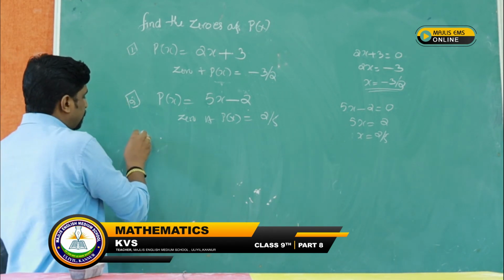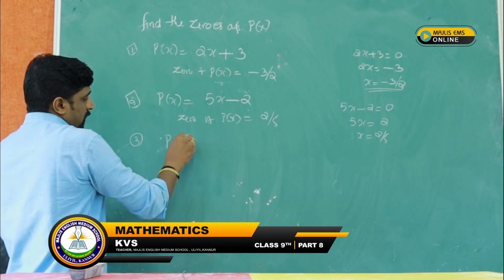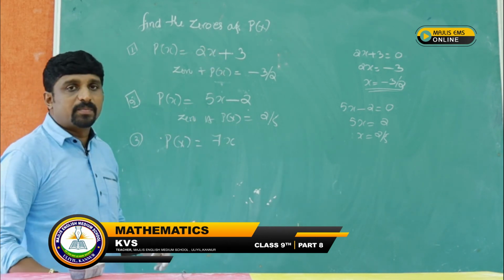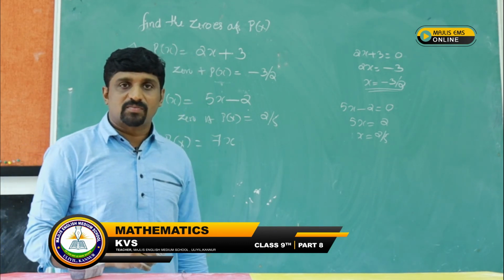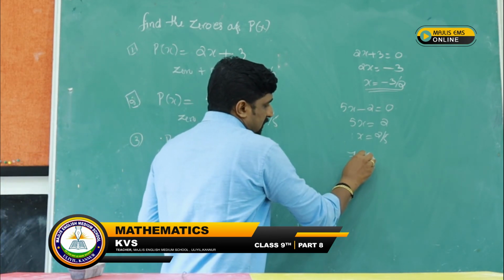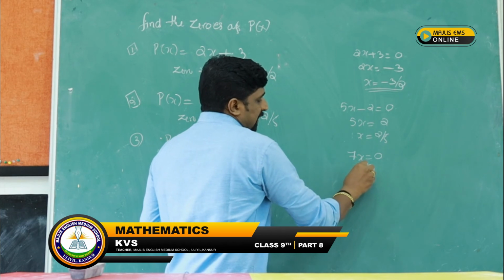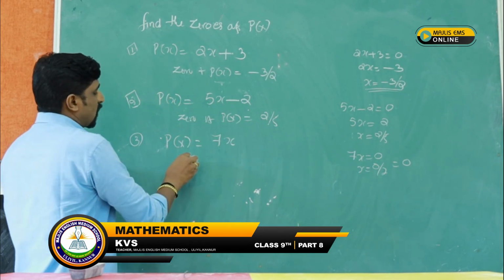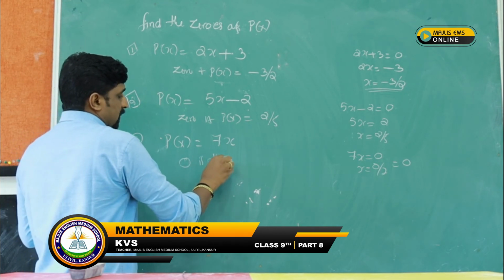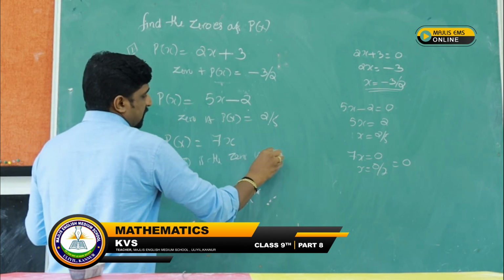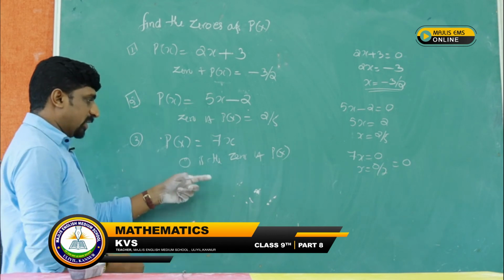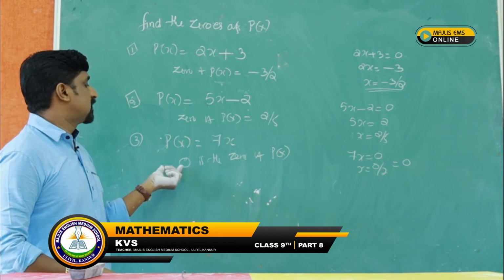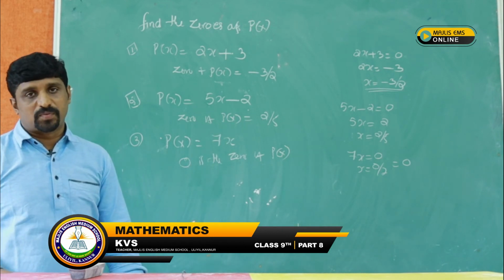Then third one. P of x is equal to 7x. What can we do? 7x is equal to 0, then x is equal to 0 by 7, that is 0. So we can conclude 0 is the 0 of p of x. 0 is the number which, when we substitute in 7x, it becomes 0, therefore 0 is the 0 of p of x.